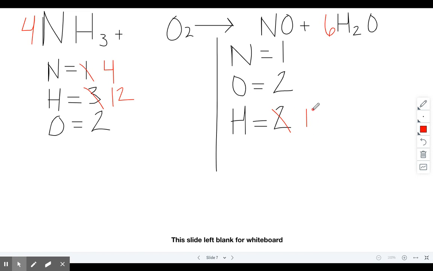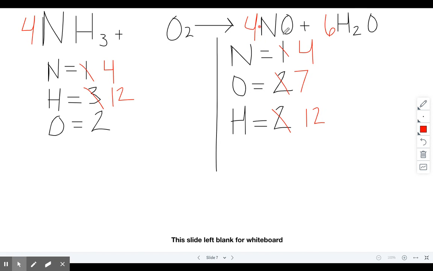Okay, so that's going to give me 12 hydrogen now. But carefully, it gives me 6 oxygen here, but I have 1 there. So I have a total of 7 oxygen right now. So 1 in the NO plus the 6 in the H2O. But remember, oxygen gets fixed last because he's by himself on the reactants. Always fix who's solo last because he's alone. Okay, so now I need to fix my nitrogen. I had 4 nitrogen, I only have 1. So what times the 1 gives me 4? That would be 4. Okay, so I've got to put 4 here in front.